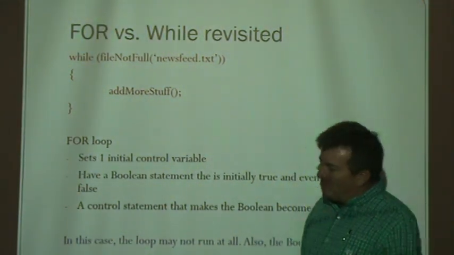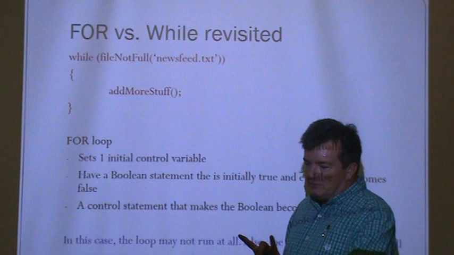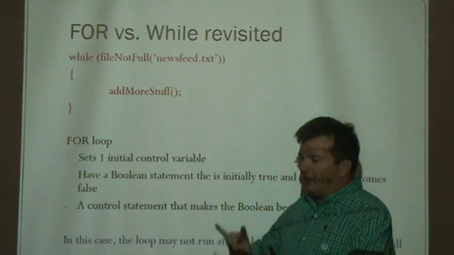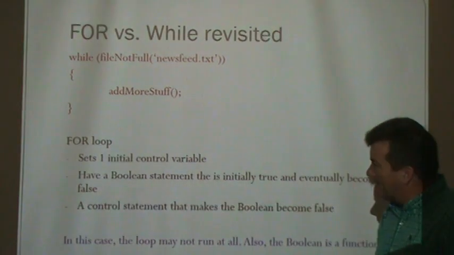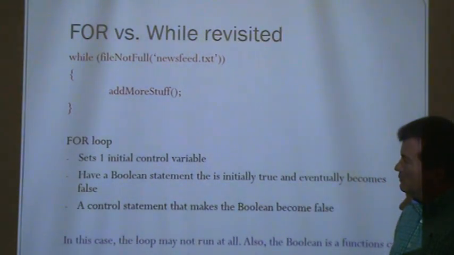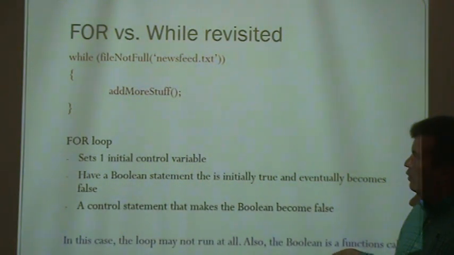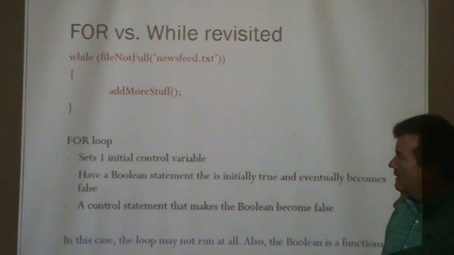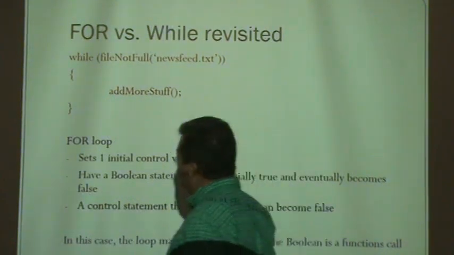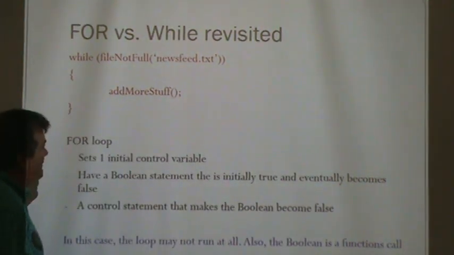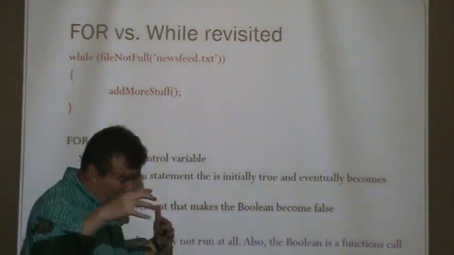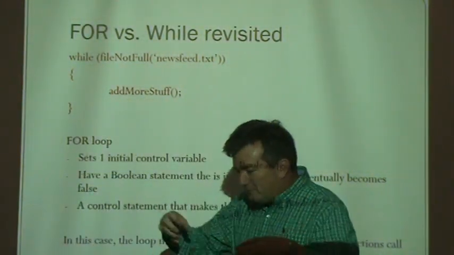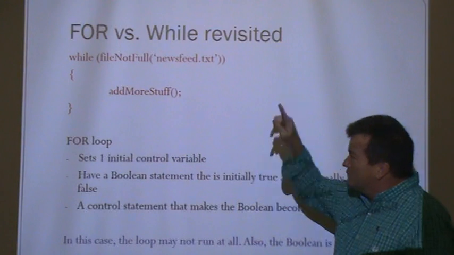So you have one line to initialize and one line to make some kind of a change that will cause the loop to eventually stop. Well, you lose a lot of freedom, and in a while loop, you can actually call functions as your Boolean. So for example, suppose we had a file that we're gathering up information from the internet, and we're stuffing it into a file. And we keep doing this over and over and over.